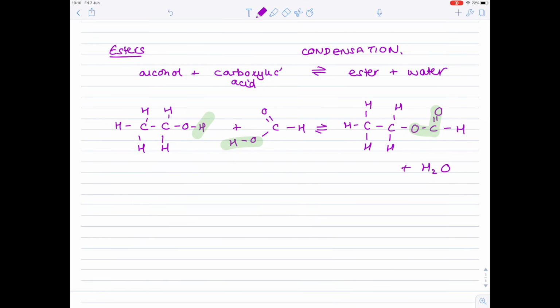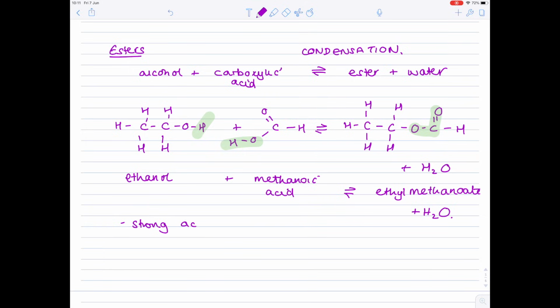So naming the ester now. Now the first part of its name comes from the alcohol. So in this case we had ethanol. The second part of its name comes from the acid. So we had methanoic acid. So what have we produced? Well, according to the alcohol, we'll have ethyl. And then according to the carboxylic acid, we'll have ethyl methanoate. And remember, you need a strong acid catalyst to catalyse this.